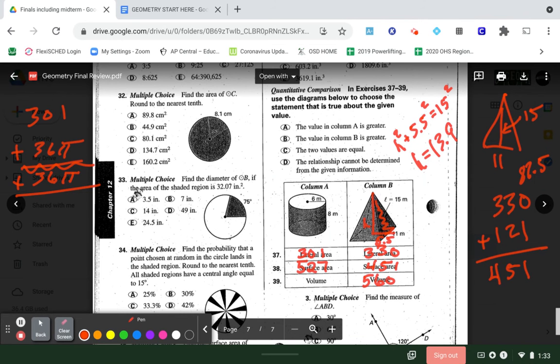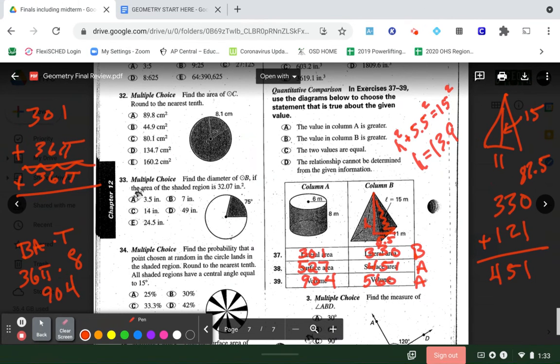And for the other one, it's just base area times thickness. So that's going to be 36 pi times 8. So 36 pi times 8 is 904. So now we can answer the questions here. Column B is greater here, so this is going to be B. Column A is greater here, and column A is greater here. So that's what it's going to look like. So clear the selection.